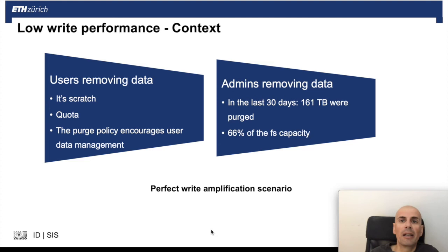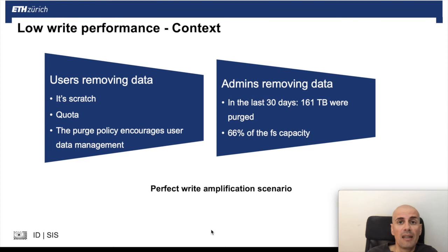Which makes them automatically improve their workflow in terms of data with Scratch. Last but not least, we are indeed removing the data that has not been accessed for more than 15 days, which, for instance, if I look at the last 30 days, I can see that we remove 161 terabytes, which represents roughly 66%, or two-thirds, of the capacity of the file system. That is a lot of turnover in these devices.